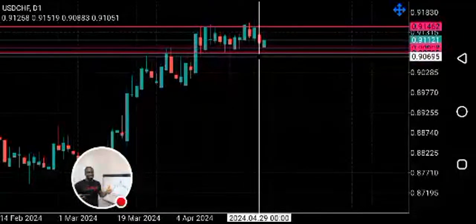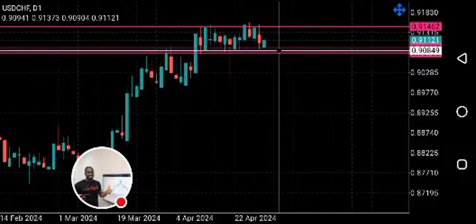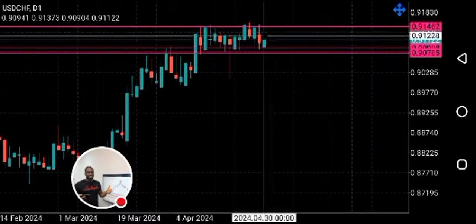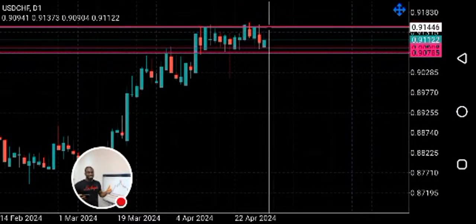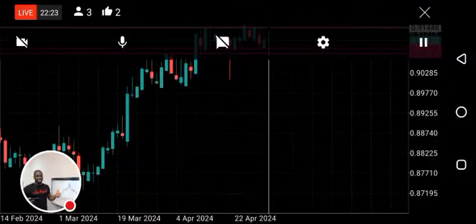I'm not selling USD this week, so I'm not interested in a breakout from the support zone or the demand zone. My focus is on the breakout from the resistance zone. I hope that is clear.